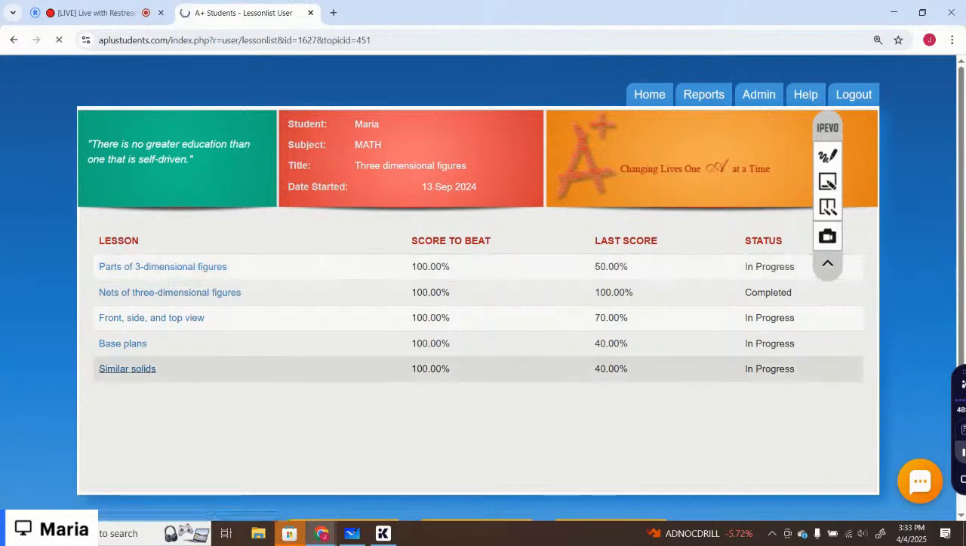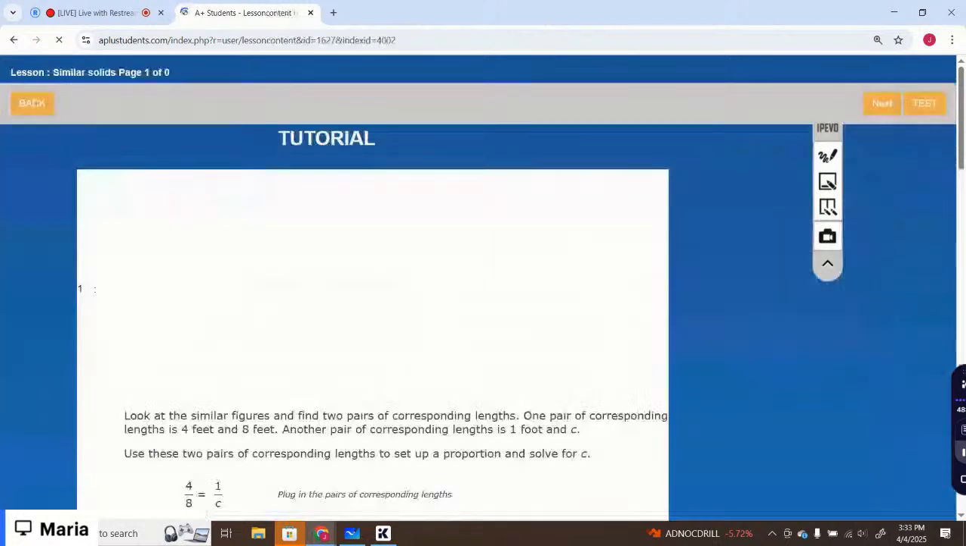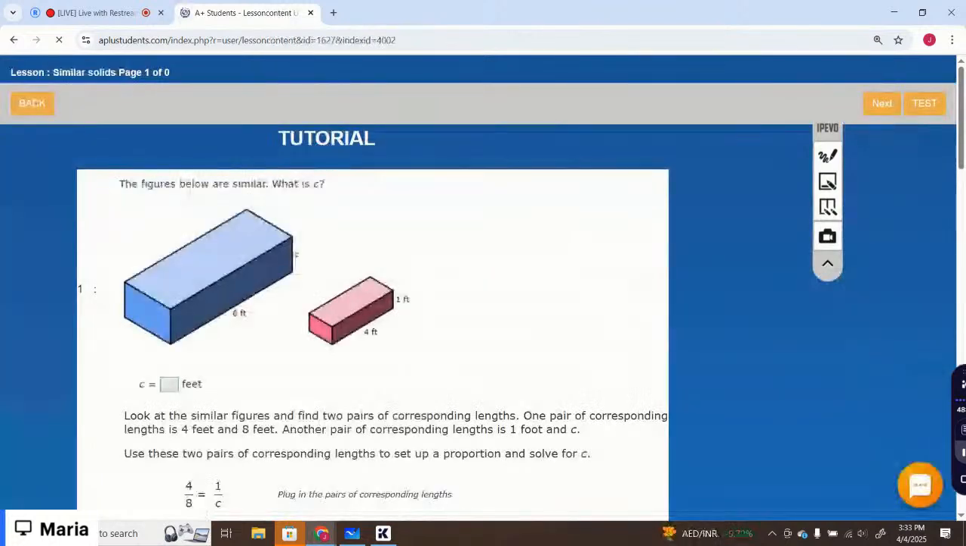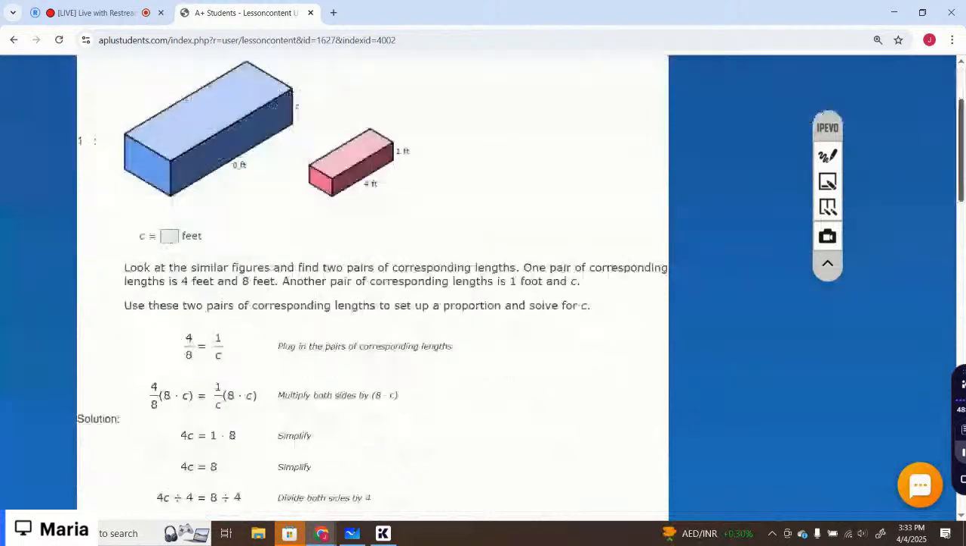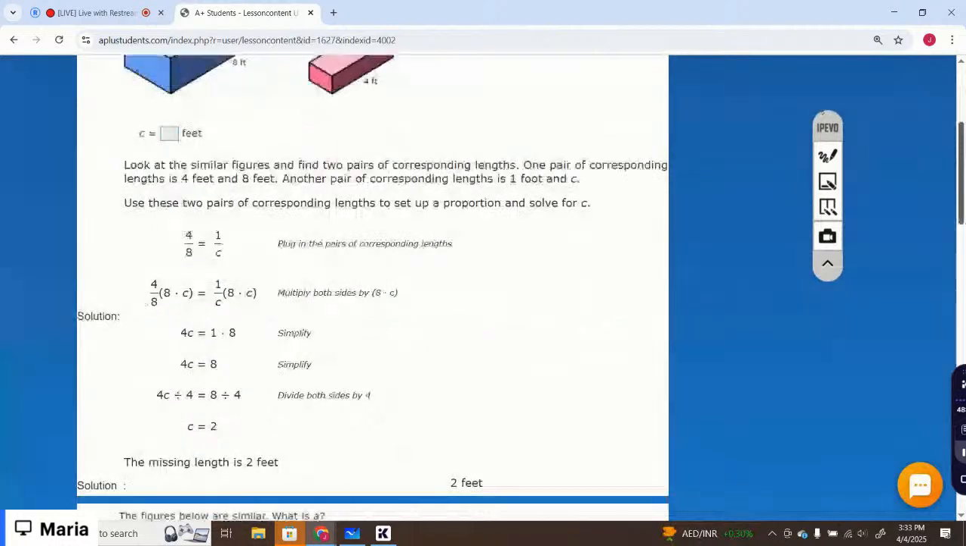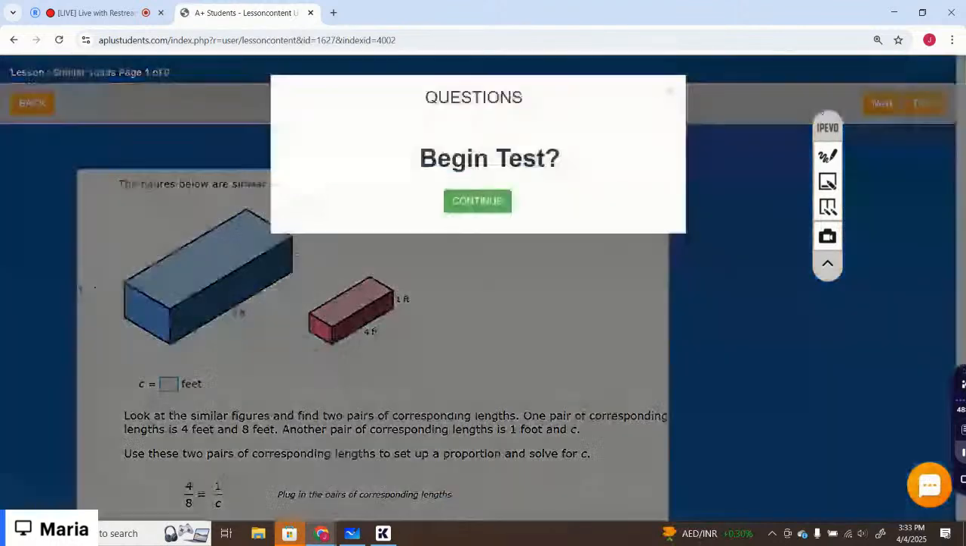Similar solids. Let's just start with the lesson. The figures below are similar. What is C? You need to find a ratio between the corresponding sides. So 4 divided by 8 equals 1 over C. We need to solve it for C. So C equals 2. Let's just start with the test questions.